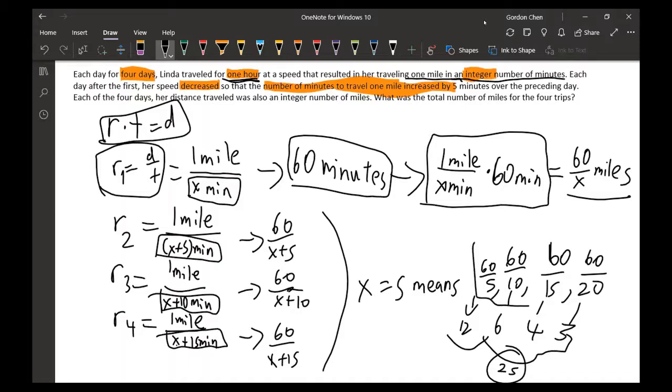So we have these four, and these are all integers. That means x equals 5, because that's the only one that works. As a result, 60 over 5 is 12, 60 over 10 is 6, 60 over 15 is 4, and 60 over 20 is 3. And that is 12 plus 6 plus 4 plus 3 equals 25.